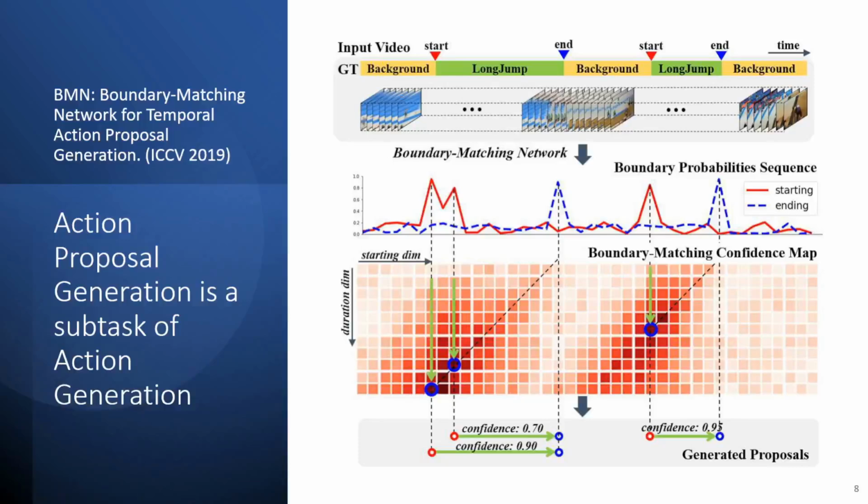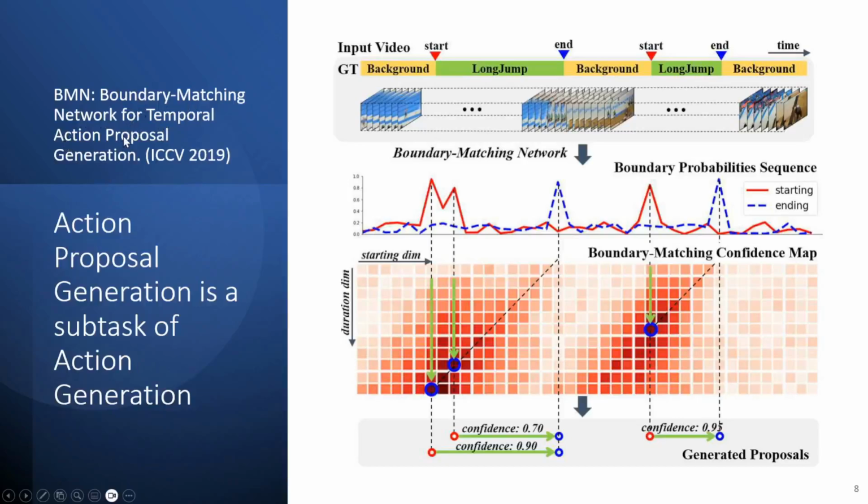So let me explain. Here, this is a paper published in ICCV 2019, so 6 years ago. It is BMN, a Boundary-Matching Network for temporal action proposal generation.